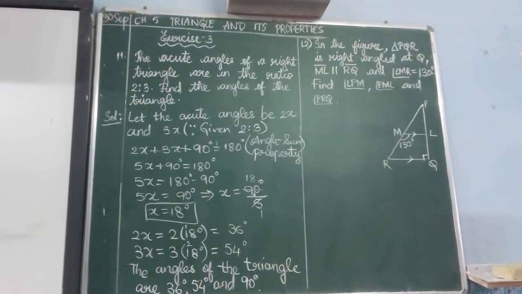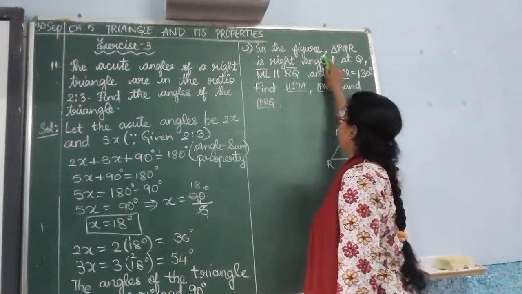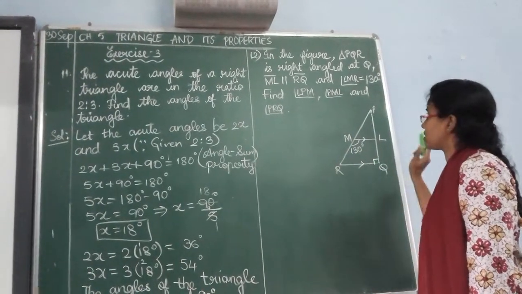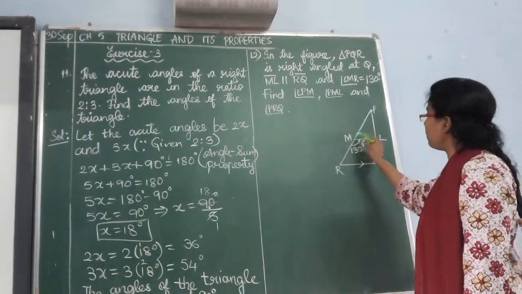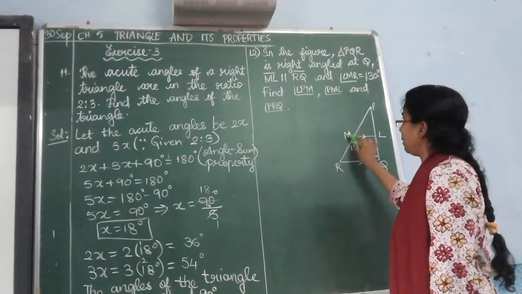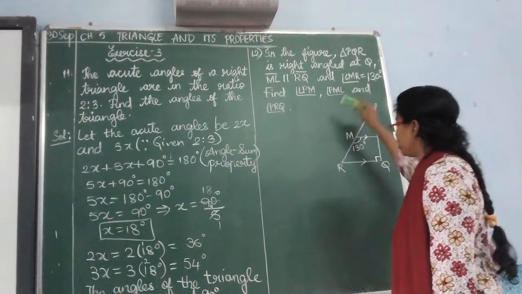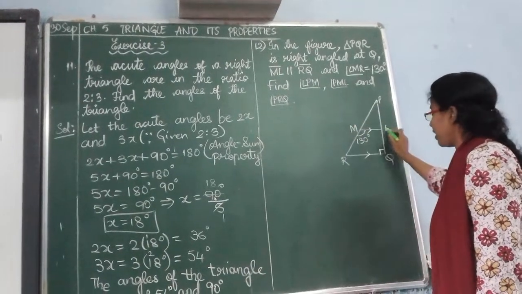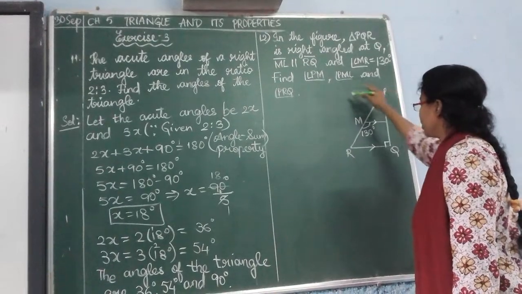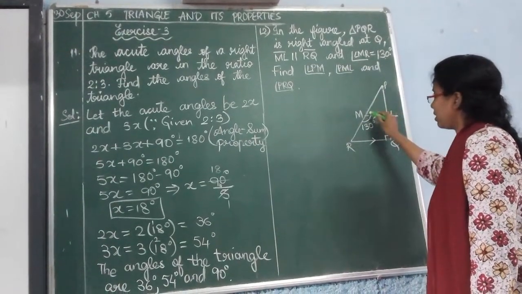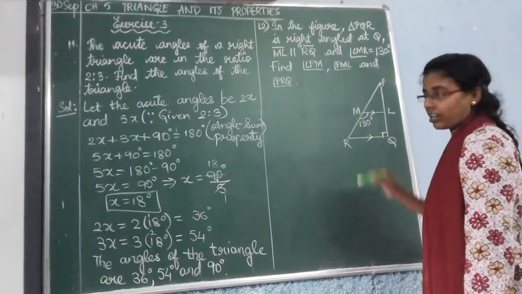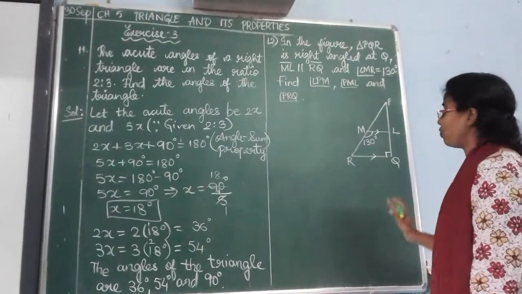Okay. Let's start the 12th problem. In the figure, triangle PQR is a right angle triangle at Q. ML and RQ are parallel to each other and angle LMR is equal to 130 degrees. So they are asking you to find angle LMP, then PML, this angle, and PRQ, this angle. These are the things you have to find.